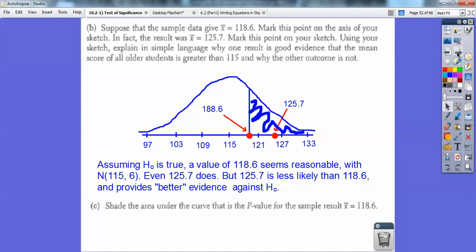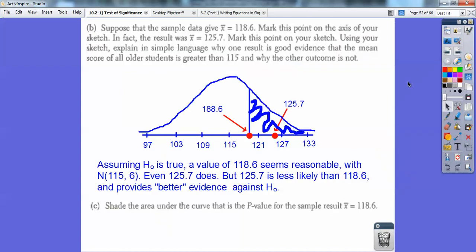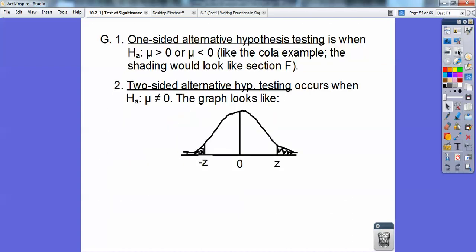Okay, so shade the area under the curve. So there it is, shaded under the curve right there. Okay, we're always looking for the area to the right. Okay, one-sided alternative hypothesis testing is when your alternative HA is either greater than 0 or less than 0. Okay, and it's just like that shading one that we just did. That's a one-sided one right there. Okay, as opposed to a two-sided where it doesn't equal. They just want to know, is it not equal to 0? So the graph would be like this when it's two-sided.